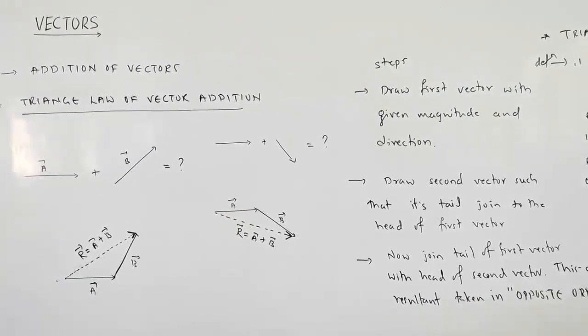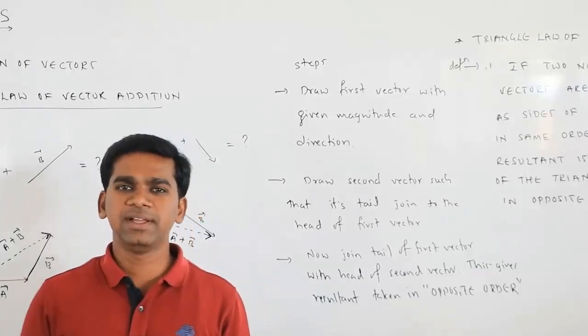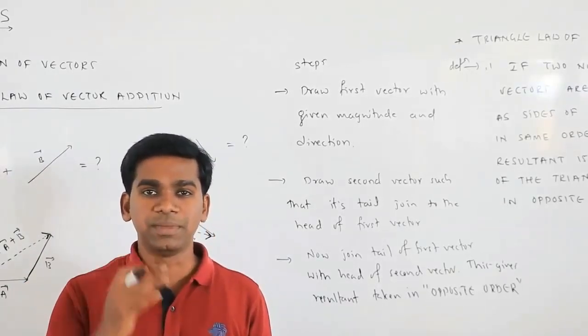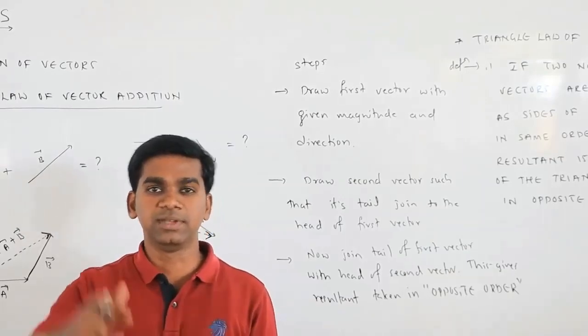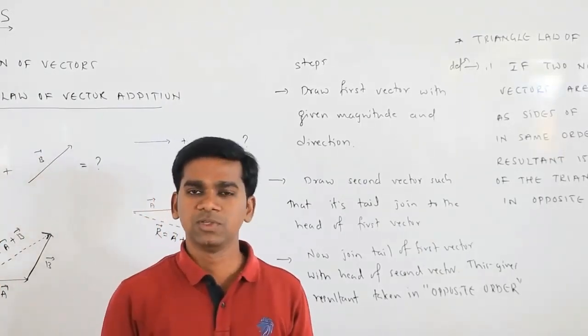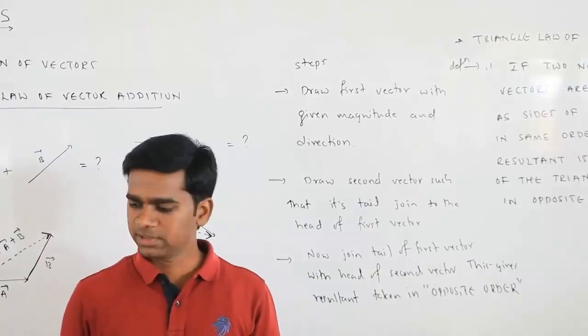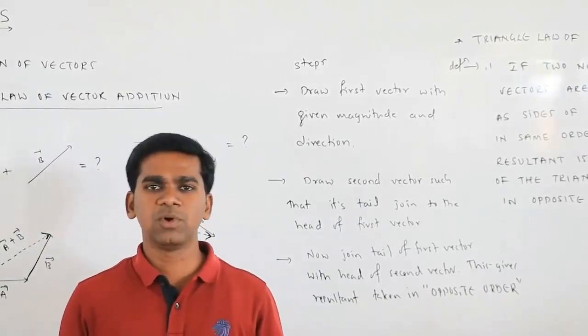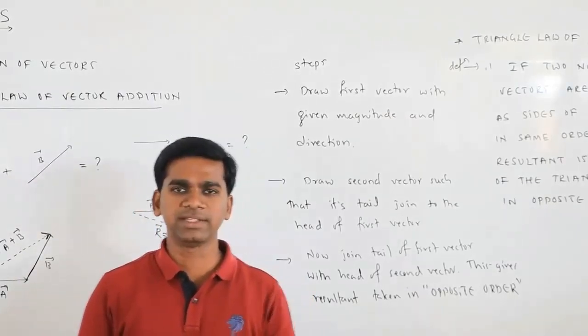So this is the triangle law of addition. We have discussed the definition today. We have to go through many examples in addition when a number of vectors are given. So many things are there. As of now, time is over, so we'll discuss more about addition in our next class.